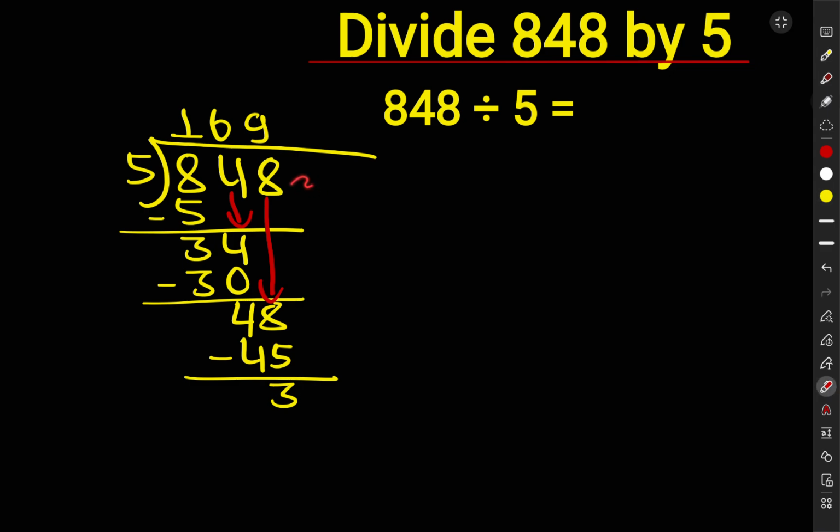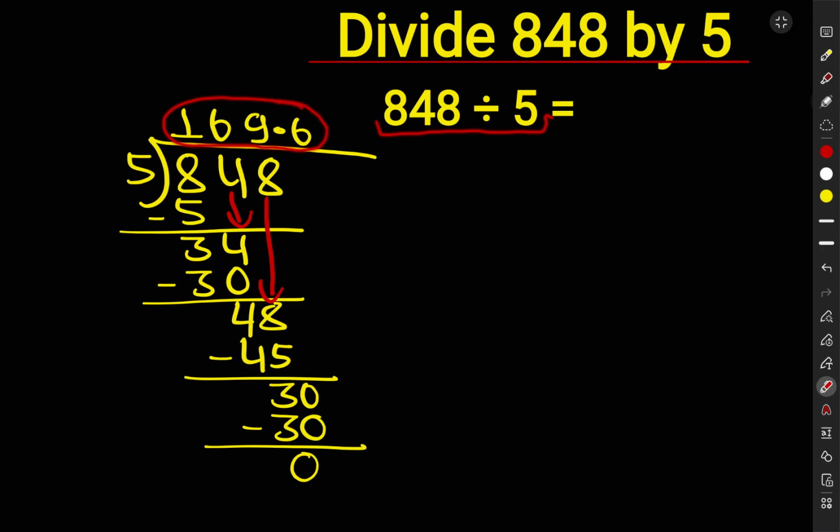So now we have no other number to put down. So we take here a decimal so that we put 0. So it is 30 and 5 times 6 is 30. On subtracting we get 0. So 848 divided by 5 is 169.6.